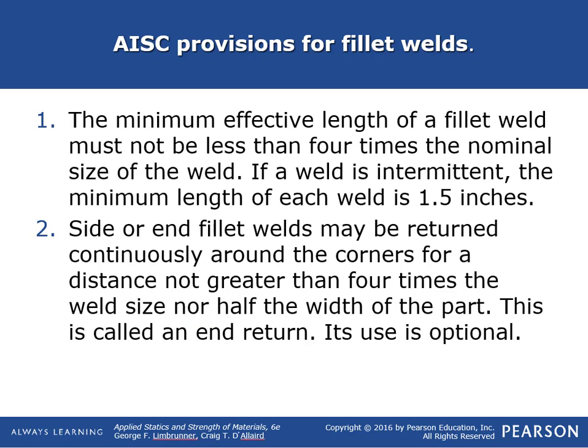I'm going to let you read these two slides here. This talks about AISC provisions for fillet welds. So the minimum effective length of the fillet weld, this is for design, must not be less than 4 times the nominal size of the weld. If the weld is intermittent, the minimum length of each weld is 1.5 inches. Side or end fillet welds may be returned continuously around the corners for a distance not greater than 4 times the weld size, nor half the width of the part. This is called an end return. Its use is optional.